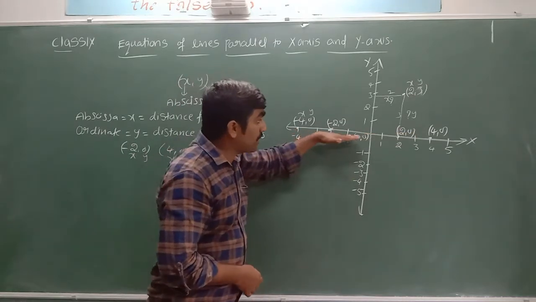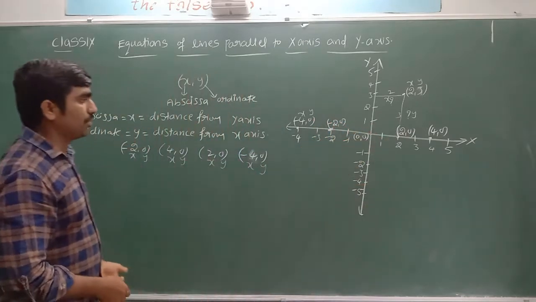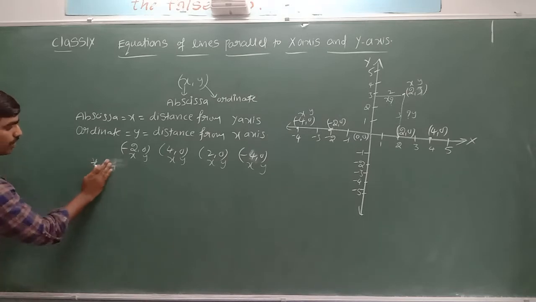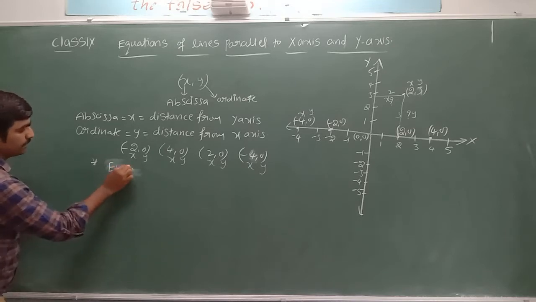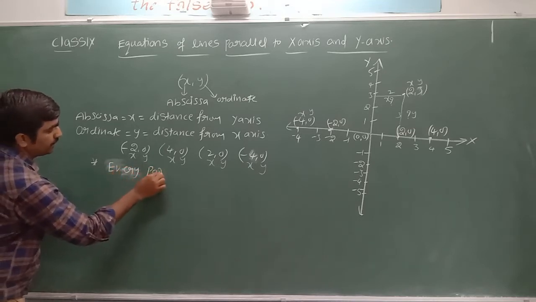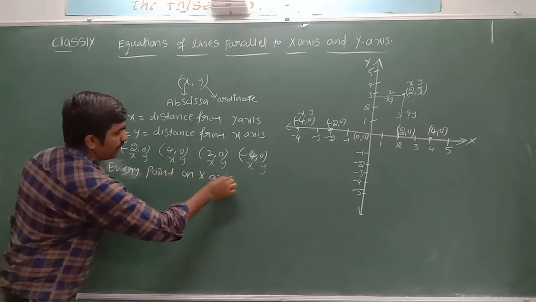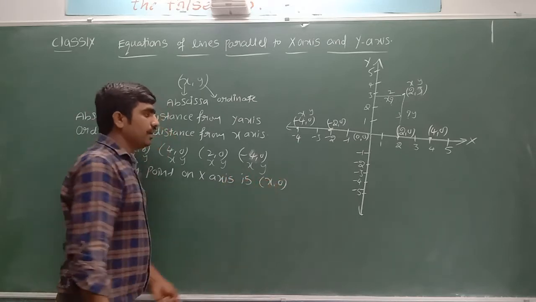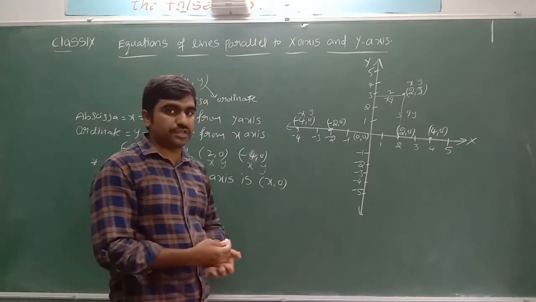Now whatever points are lying on the x-axis, their ordinate is 0. Now what can we conclude? Every point on the x-axis is x comma 0. It means x varies over different values, but the ordinate is always 0.